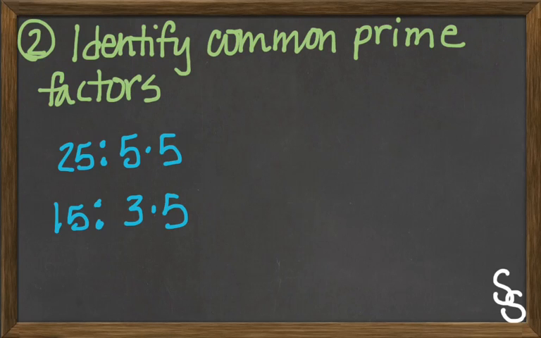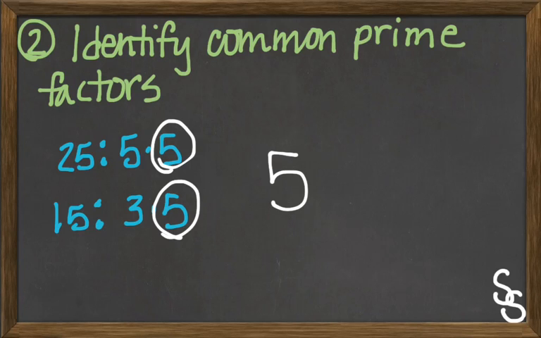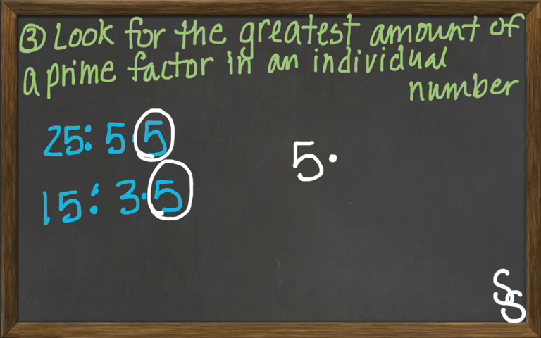The second step is to identify the common prime factors. In this case, both numbers have a 5 in common. Now, we look for the greatest amount of a prime factor in an individual number. So now I'm looking at what the numbers don't have in common. So we have an extra 5 here, so we add that in, and an extra 3 here, so that gets added to the mix.